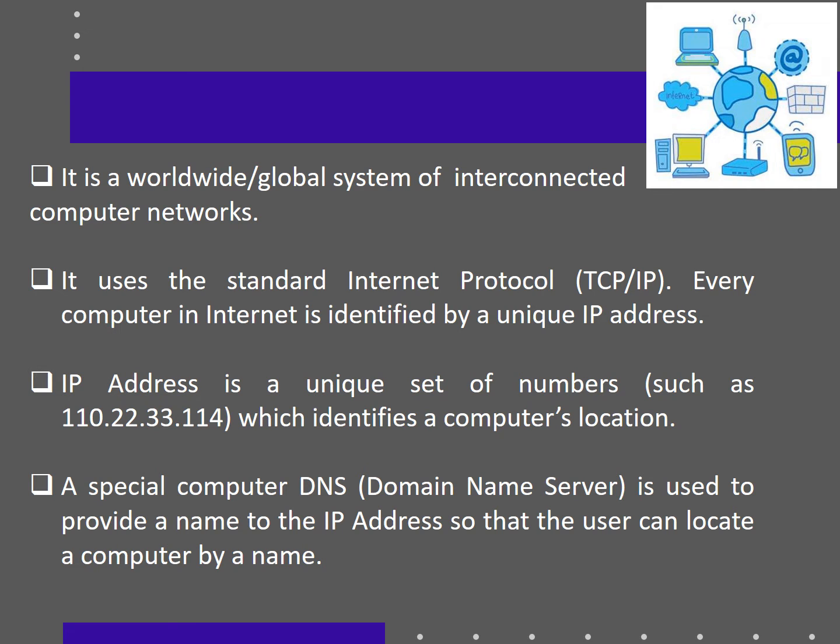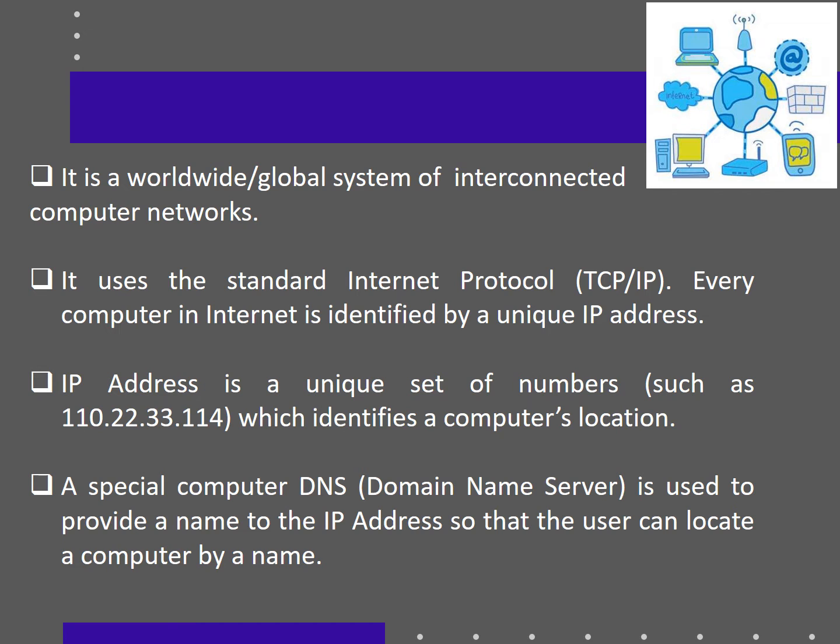The internet is a worldwide, global system of interconnected computer networks, and it uses the standard internet protocol, known as TCP/IP. Every computer has its own IP address, which means that every computer or system is recognized by a specific, unique IP address.